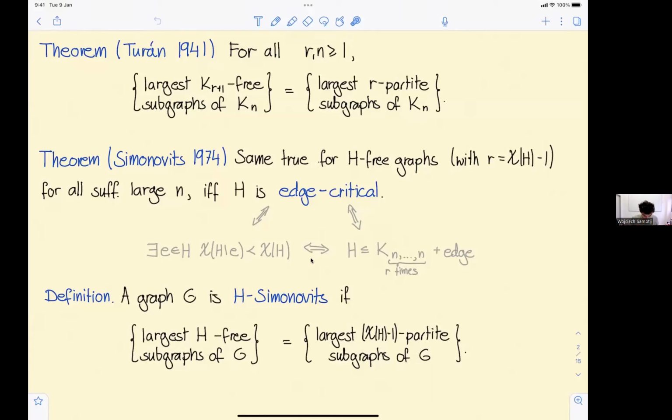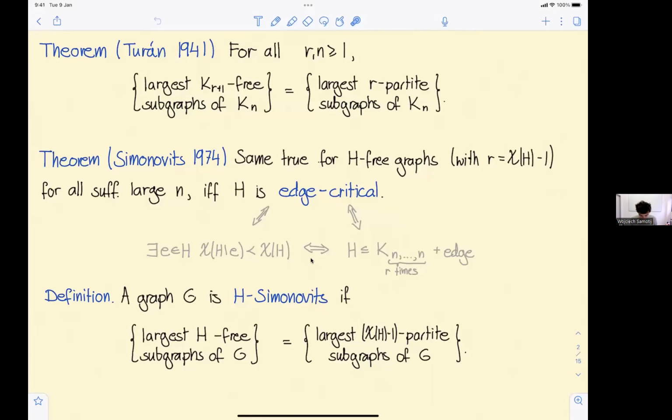Now, not to say all the time that all the largest H-free subgraphs of G are the largest (chi(H)-1)-partite subgraphs, I will introduce this notion of a graph G being H-Simonovits, which says precisely that the largest H-free subgraphs of G are its largest (chi(H)-1)-partite subgraphs. So Turán's theorem, we could say, states now that K_n is K_{r+1}-Simonovits, and Simonovits' theorem, even though it wasn't stated this way, says that K_n is H-Simonovits if and only if H is H-critical.